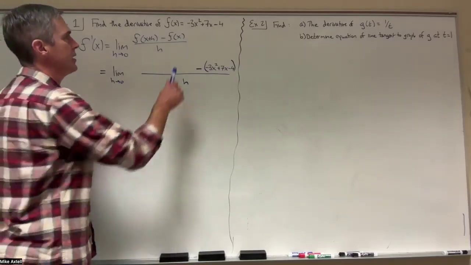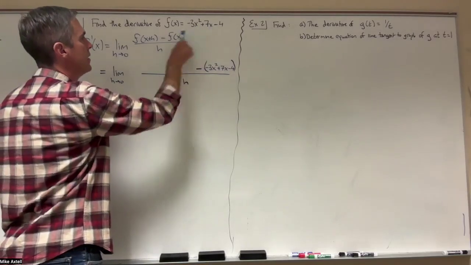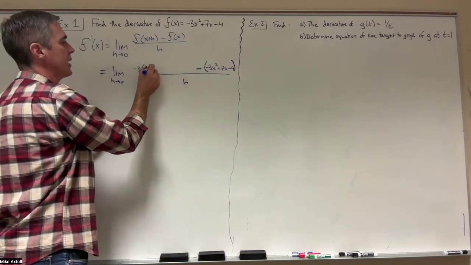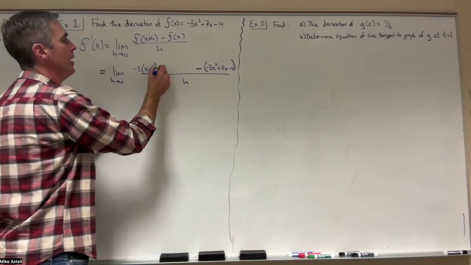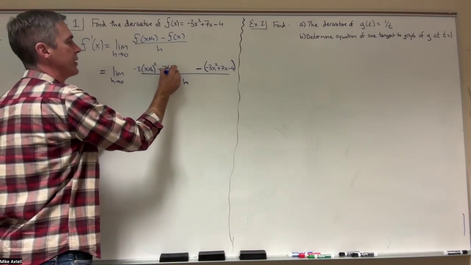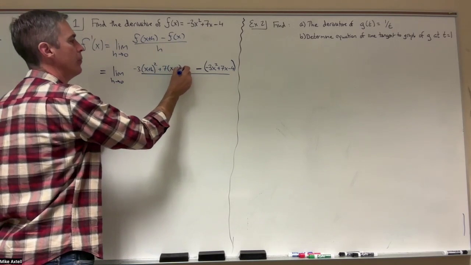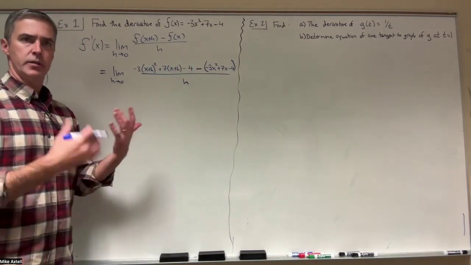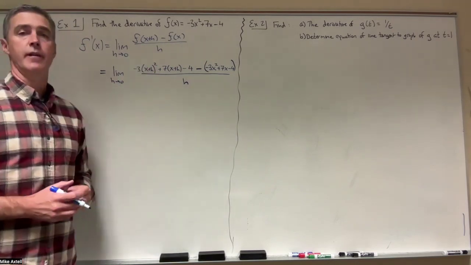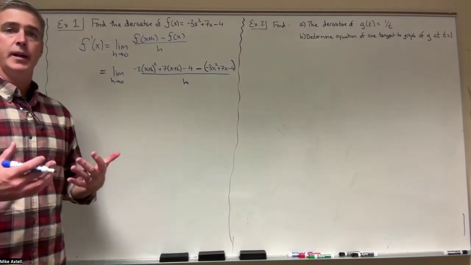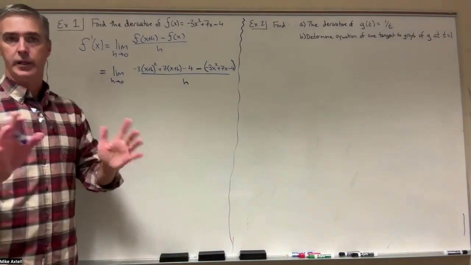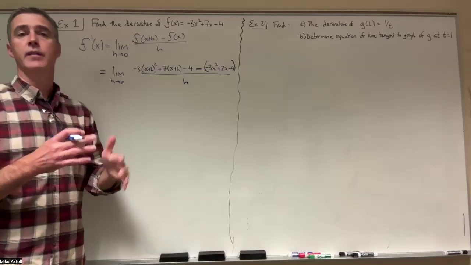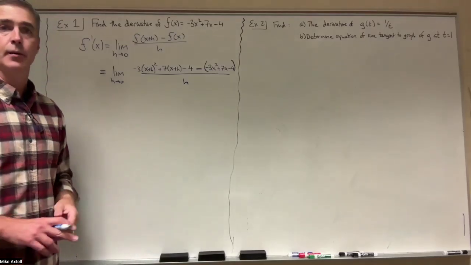Now, f of x plus h tells me to replace each of these x's with x plus h. So I'd have -3 times (x plus h) squared plus 7, replace the x with x plus h, minus 4. Right. So there is the evaluation of f of x plus h minus f of x. Now, direct substitution immediately fails. So I'm going to try and destroy all the parentheses up top, and hopefully eventually an h will cancel. We've seen this game before.